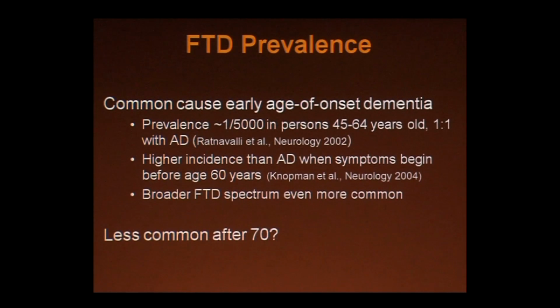We really don't know yet how common this illness is after 65, 70. I think there's more and more evidence accumulating that it may be more common than previously thought. It could be that shift in thinking is because patients were being misdiagnosed with Alzheimer's disease or other forms of late age of onset dementia, but that information is still coming out.